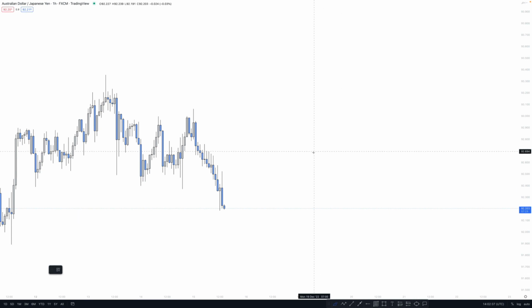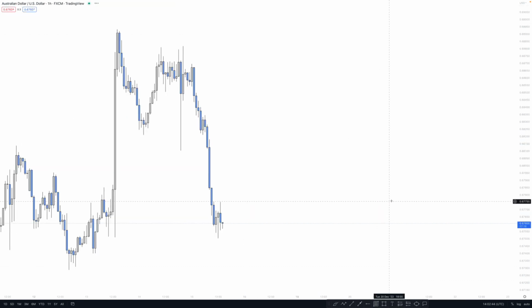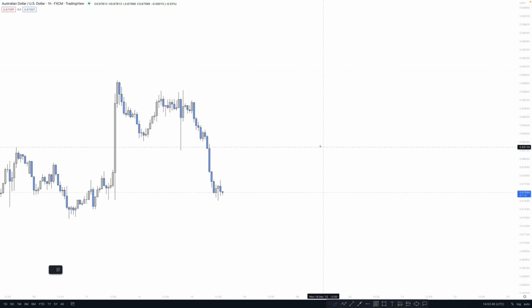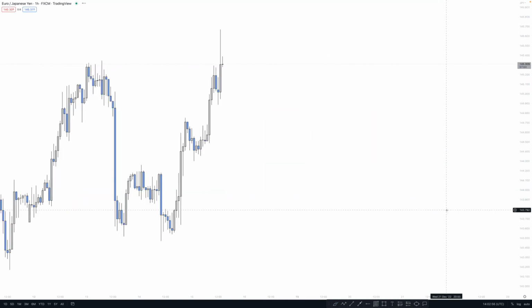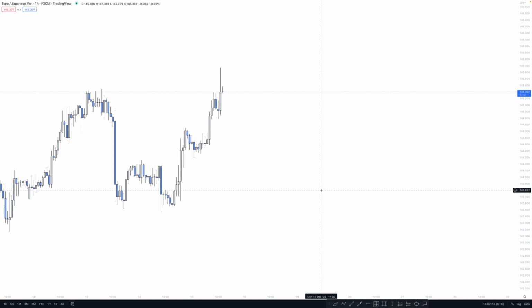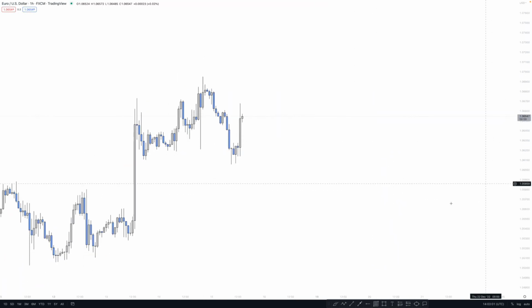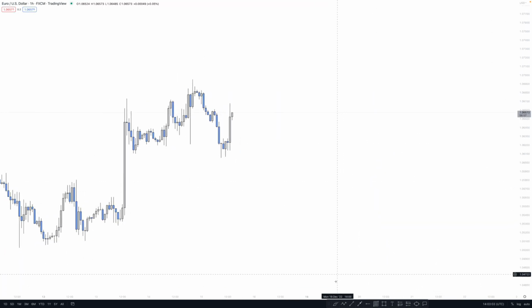AJ 15, okay, so the max that we're going to go is 15 pips for the block. If it's more, we're going to execute on 50%. The same thing here, 15 pips, you want your block to be 15 pips. If it's less, perfect. If it's more than 15, then you're going to execute on 50%. The same thing on AJ, 15 pips, and the same thing on Euro USD, 15 pips is max.